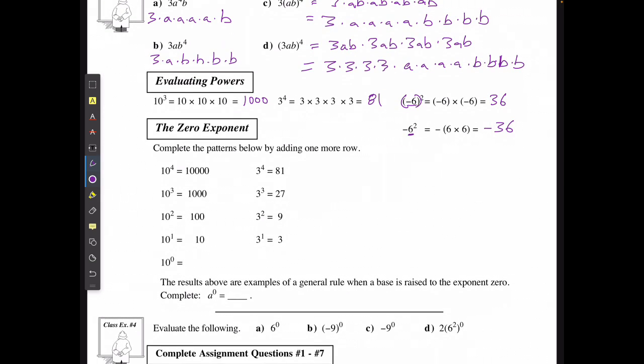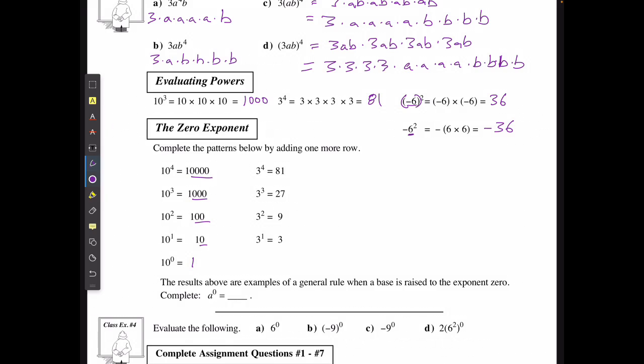So if I'm completing the pattern, then 10 to the power of 4 is 1 with 4 zeros. 10 to the power of 3 is 1 with 3 zeros. 10 to the power of 2 is 1 with 2 zeros. 10 to the power of 1 is 1 with 1 zero, which means that logically speaking, the next one would be 10 to the power of 0, which would just be a 1 with no zeros.